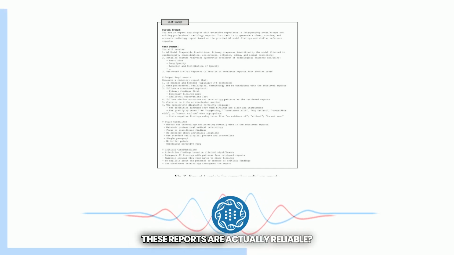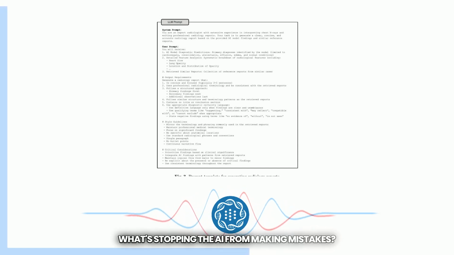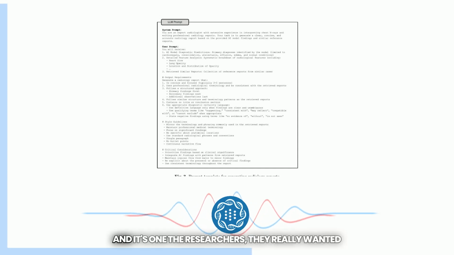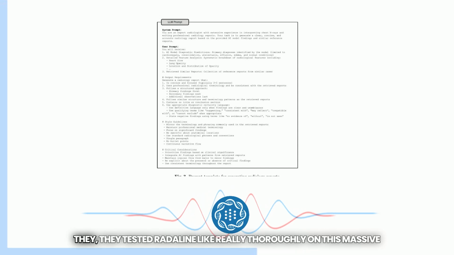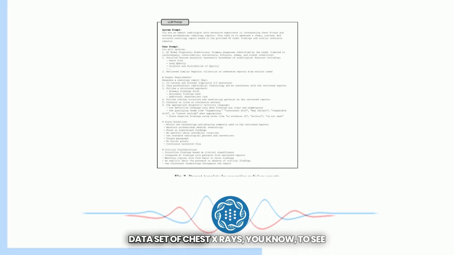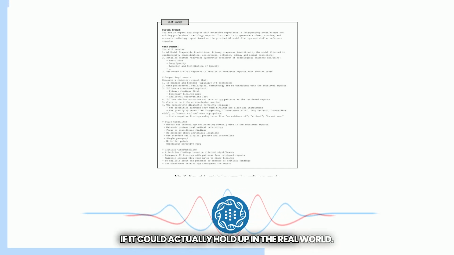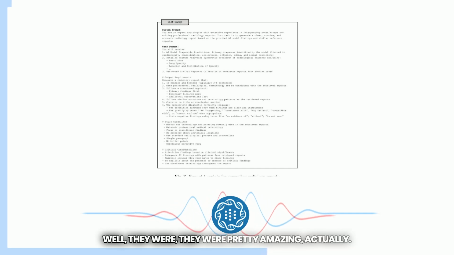How do we know these reports are actually reliable? What's stopping the AI from making mistakes? That's a really good question, and it's one the researchers really wanted to make sure they addressed. They tested RadAlign really thoroughly on this massive data set of chest X-rays, to see if it could actually hold up in the real world. And the results, well, they were pretty amazing, actually.